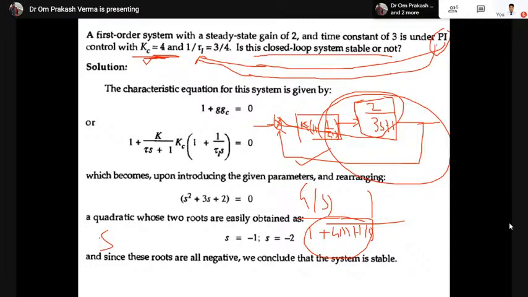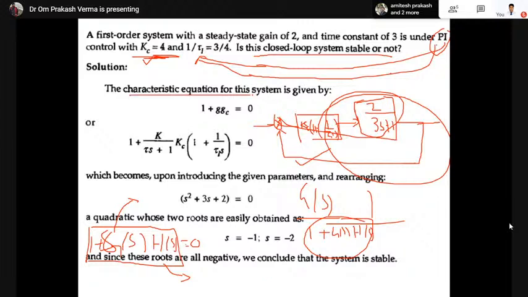The location of the closed loop poles is determined by the characteristic equation, and this characteristic equation will decide the stability. Why? Because the characteristic equation 1 plus G(s)H(s) equal to 0 will determine the location of the closed loop poles, and then that location will decide the stability of the system.